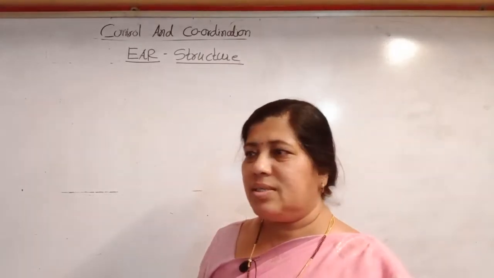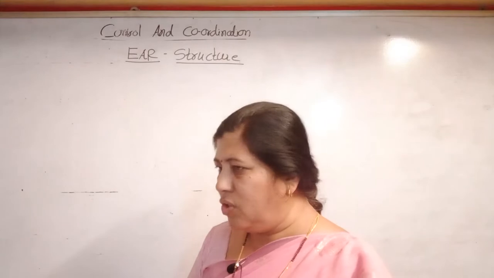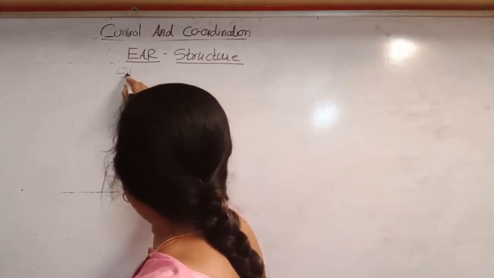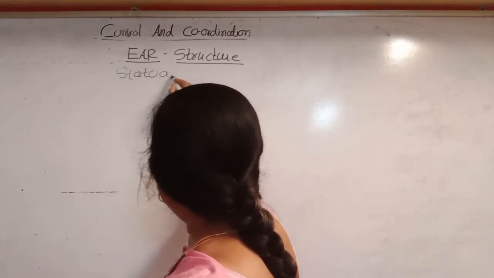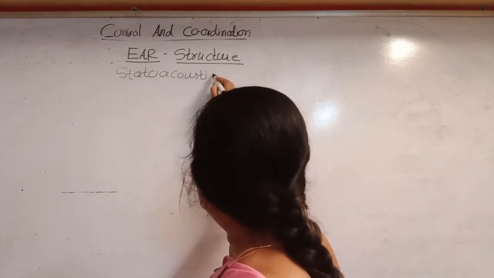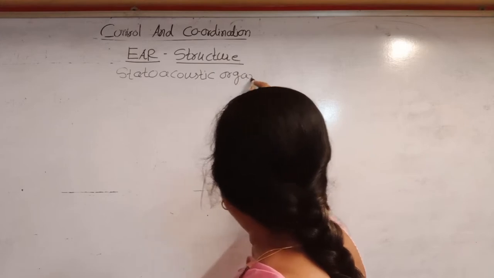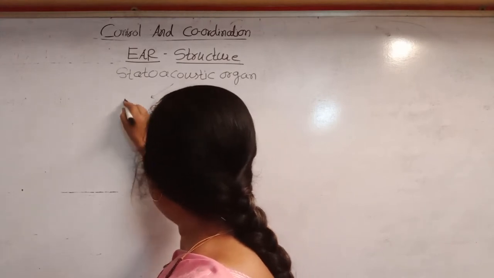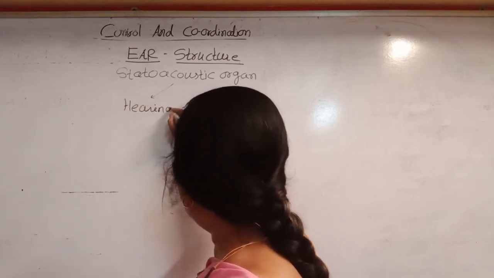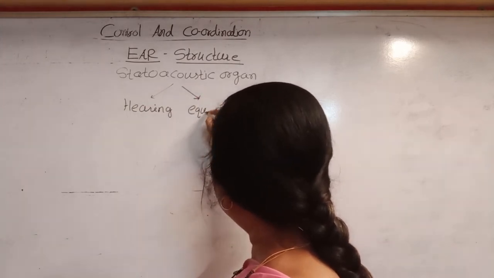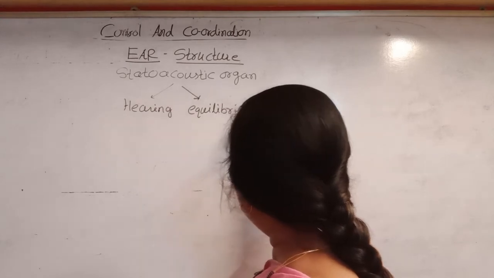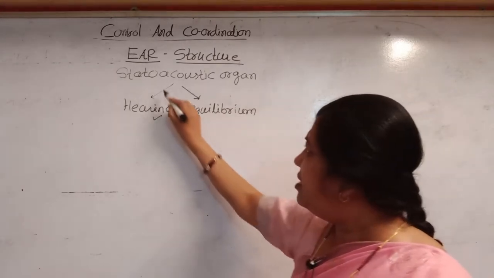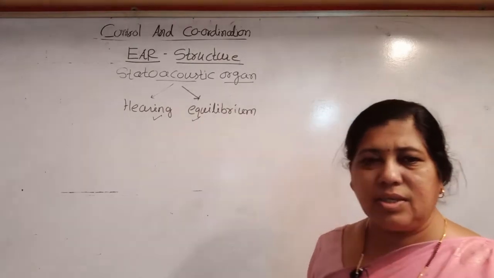So today we are going to discuss the structure and function of the ear. The ear is a sensory organ and it is called a stereoacoustic organ, because the ear has two functions, hearing and equilibrium. Hence the ear is called a stereoacoustic organ.